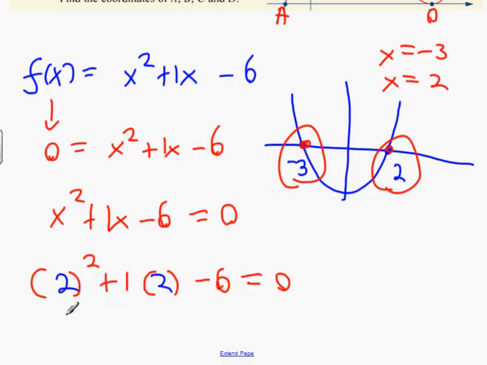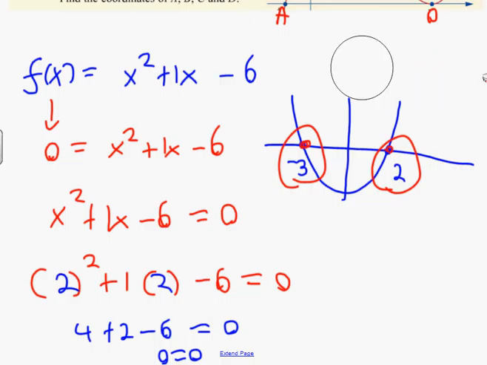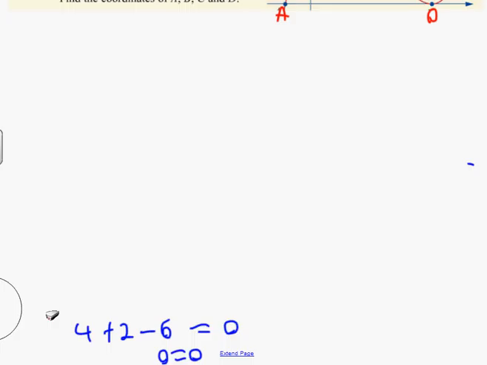So if I put in 2 here, I'll get 4 plus 2 minus 6. 6 minus 6 is 0 equals 0. That's what roots do. When you replace x with the root, it causes your equation to balance. Does everybody got that? That will always happen. Anytime you're given a root and you put that root in place of the x letter, it will cause your equation to balance. Now back to the question we're doing currently.